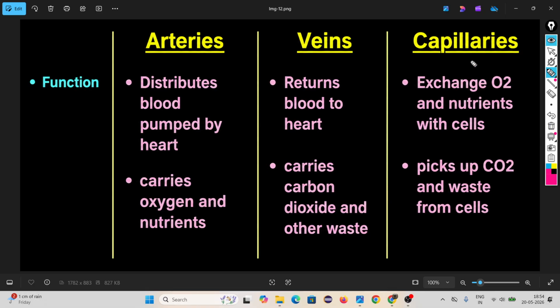Then what is the function of a capillary? Capillaries exchange oxygen and nutrients with cells. How is it working? Just wait. It also picks up CO2 and waste material from the cell.